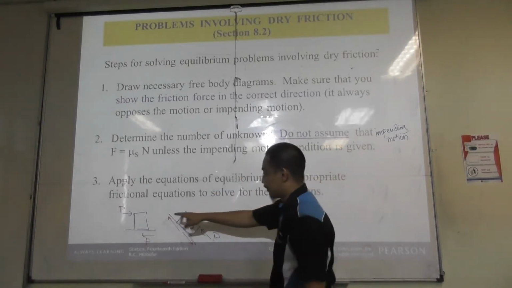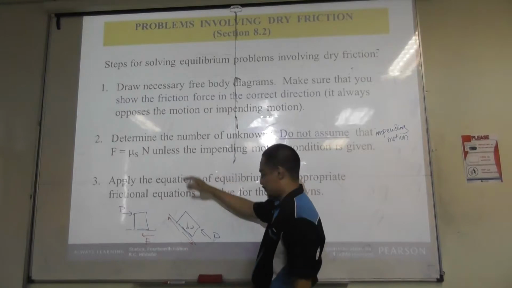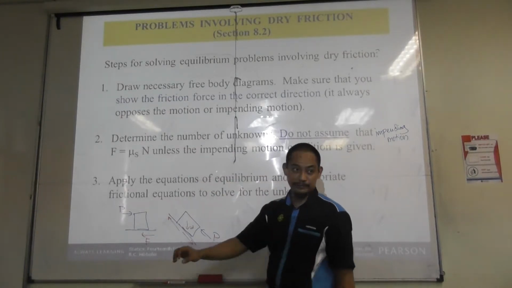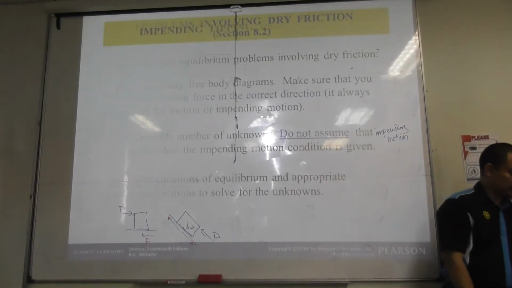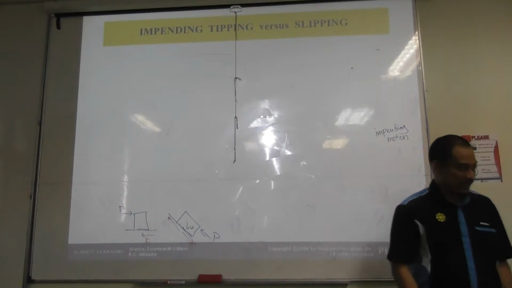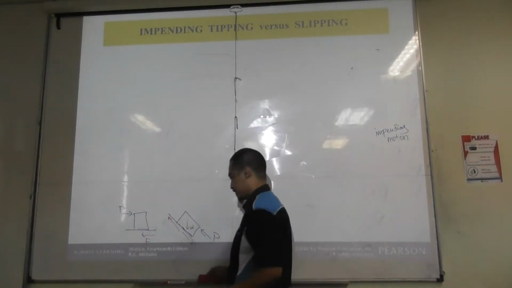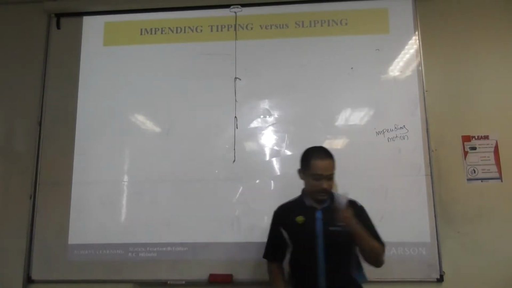Because it's not about the force, it's about the motion. So do not mistake the two, because even though the force is upward, maybe the motion is downward. Alright. Impending tipping and slipping. So this is related to the two possibilities that we have talked about just now.